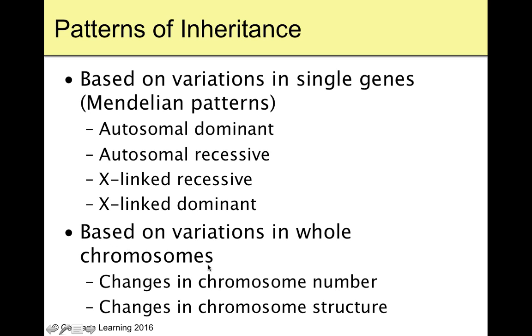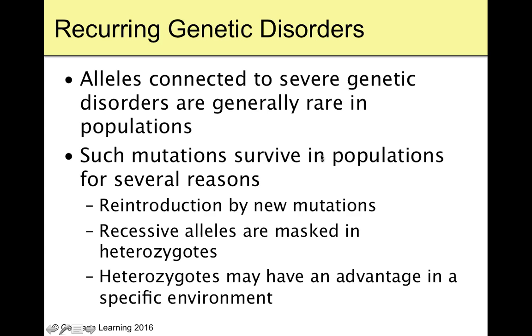Based on the variation in the whole chromosomes, changing chromosome number is a dangerous, dangerous game. Changing chromosome structure can be as well. So a few of our recurring genetic disorders, alleles are connected to severe genetic disorders. These are generally rare in the populations. If it's an allele that you inherit that gives you a disease, it's generally a bad thing. You'd think that natural selection would sort of weed these out over time, but that's not always the case.